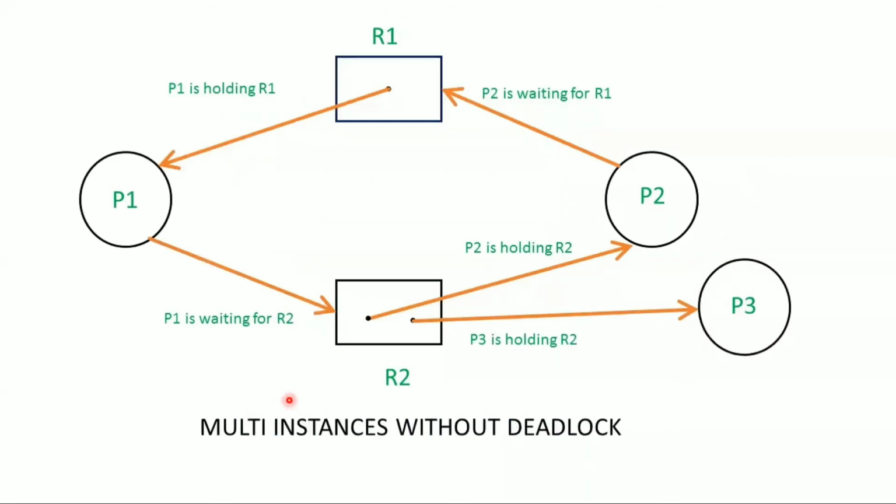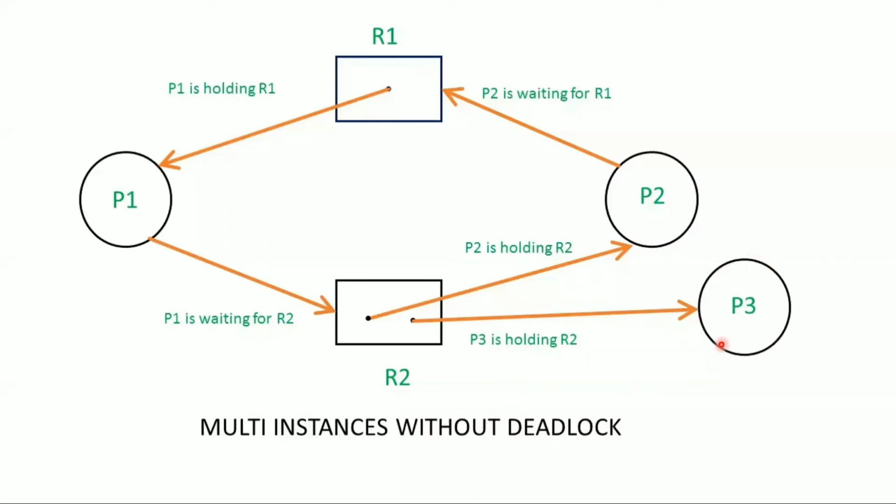Okay, so this is the multi instance example. There are two instances of R2. One instance is allocated to P3 and one to P2. The rest of the system is the same. R1 is allocated to P1. P1 is requesting R2, and P2 is requesting R1 and already has R2. Okay, so can you guess? Will a deadlock happen? We can guess it, right?